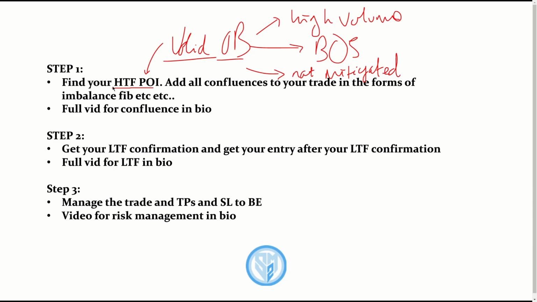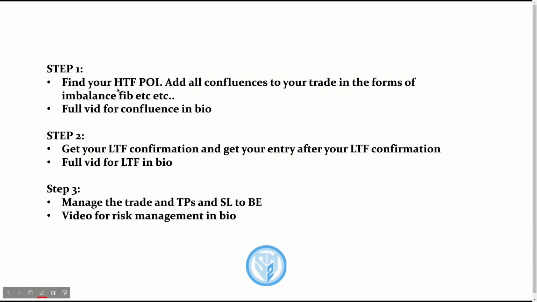Now, you find your valid higher time frame POI, and then you look for the extra confluences to your trade in the forms of imbalance, Fibonacci, equal highs, equal lows. I made a full video on the confluence guide, so make sure you check that out. So higher time frame POI and add all the confluence necessary. You're going to find all the confluences whilst remaining on the higher time frames, or even the 1 hour, 30 minute, 15 minute. But we haven't taken any trades yet. We haven't entered anything, and we're still waiting for our entry.